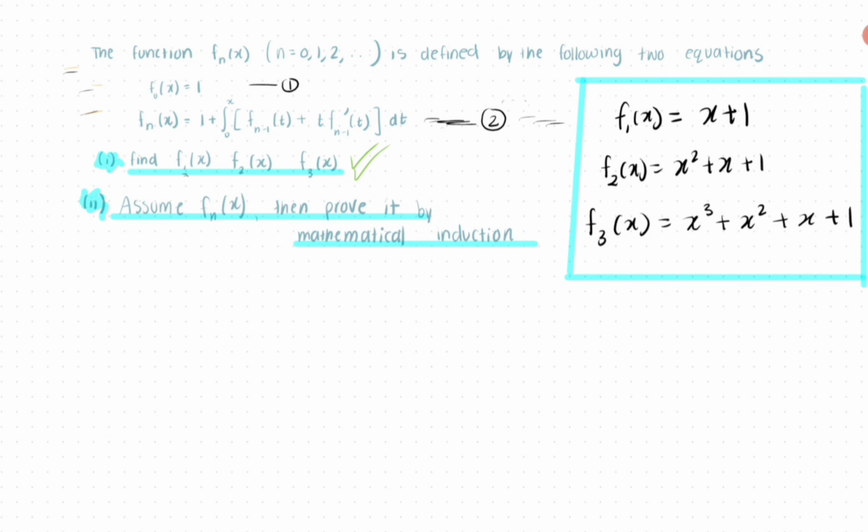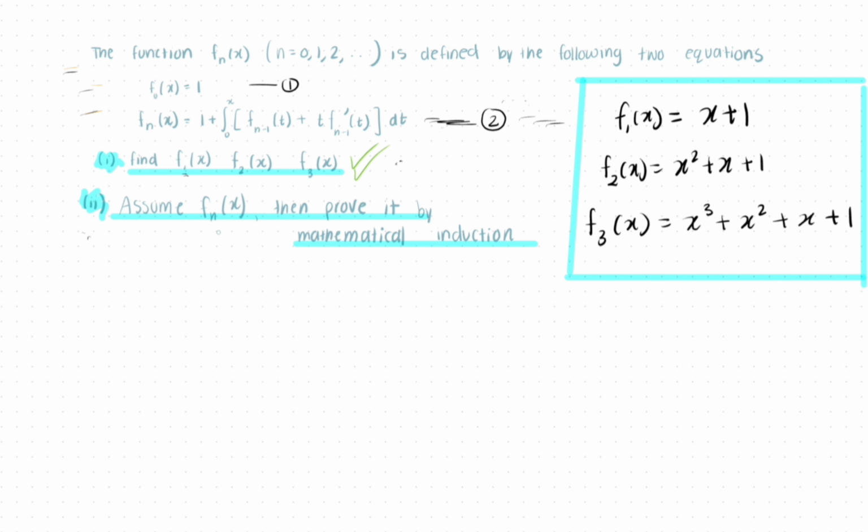Okay guys, so now we found f1(x), f2(x), and f3(x). So we are done with our first part. Now let's move on to the second part. Assume f_n(x), then prove it by mathematical induction.